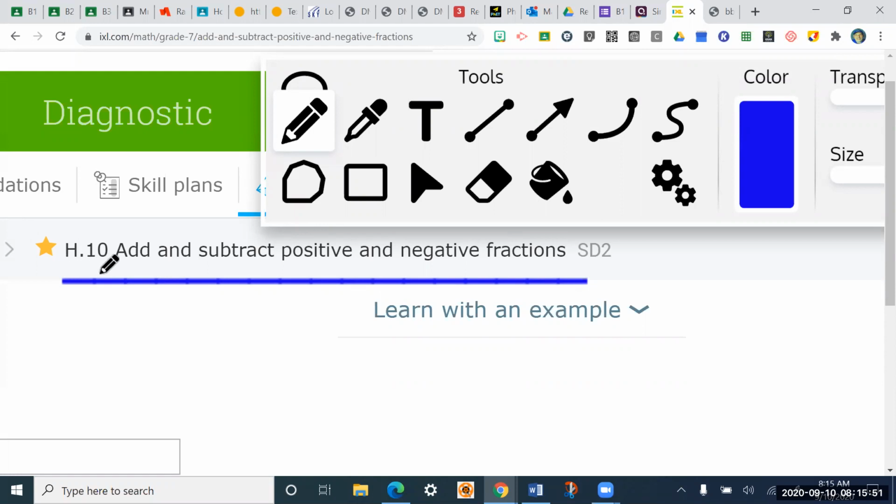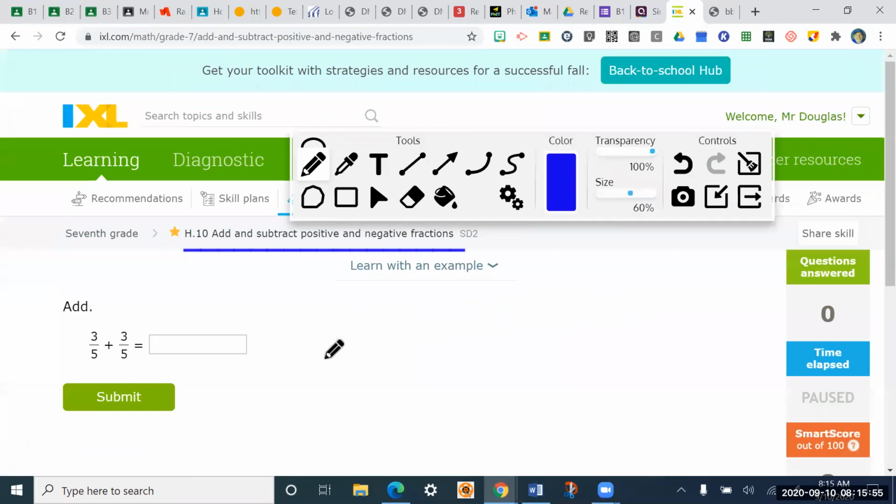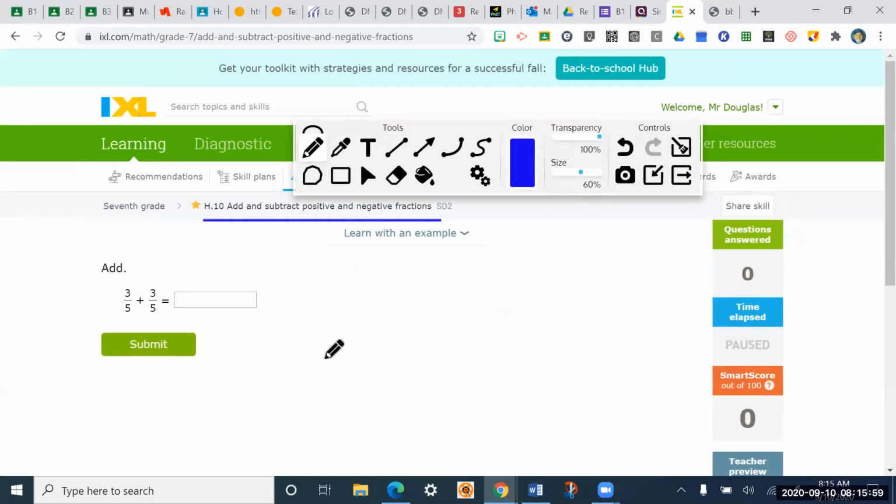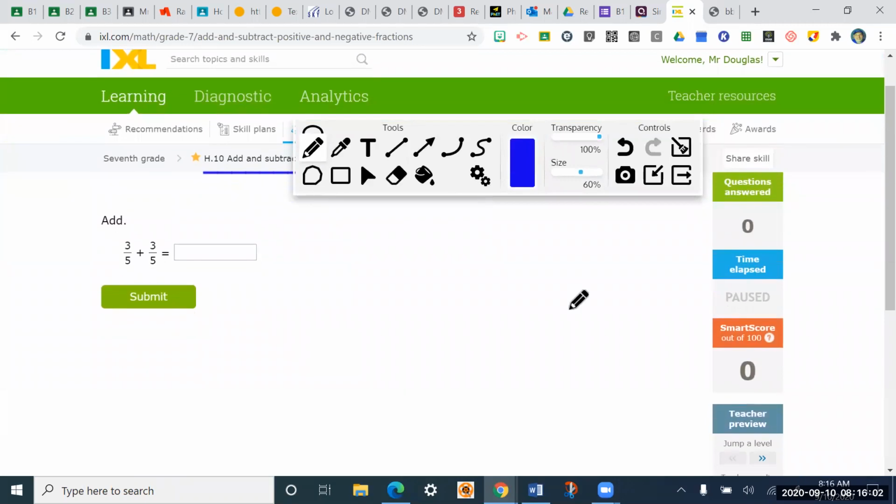This is 7th grade, H10, add and subtract positive and negative fractions. Let's go ahead and I want to see this. Get bubbles. There we go. And move this guy up here out of the way somewhere. Welcome, Mr. Douglas.